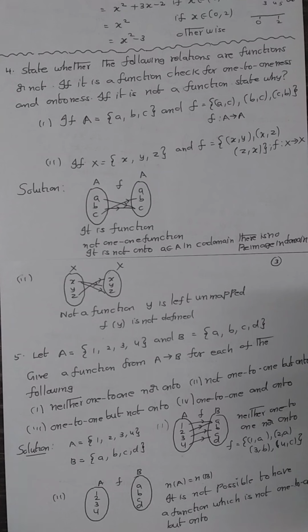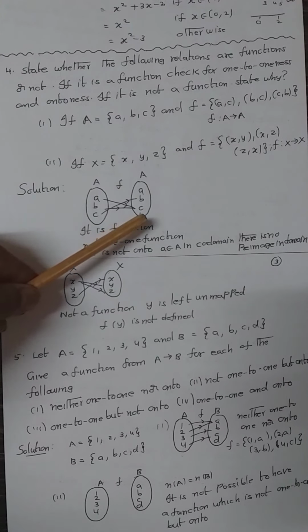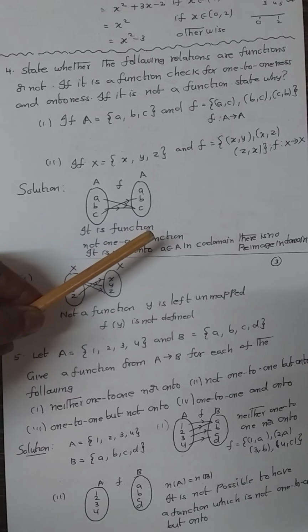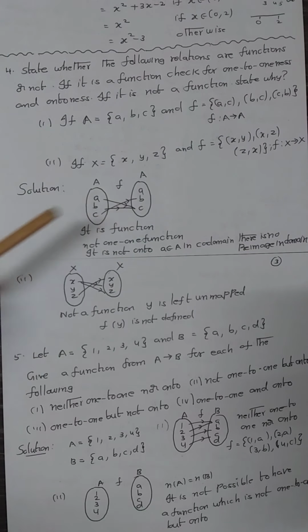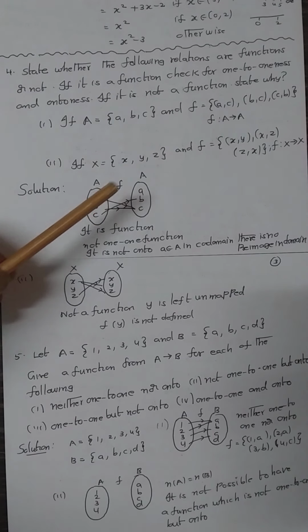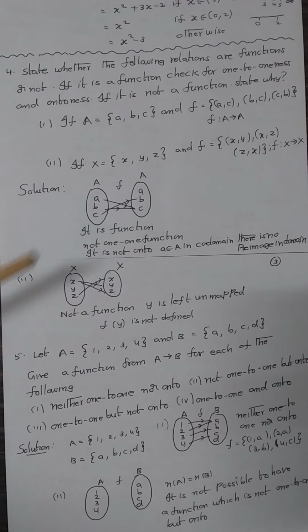Yes, it is a function, but it is not a one-to-one function. See here, why is it not a one-to-one function? Because a and b have the same image c, many-to-one function. Many elements in the domain are mapped with only one element in the codomain. That's why it is a many-to-one function. It is not a one-to-one function. First, we have to tell it is a function. So, yes, it is a function. Just check one-to-one and onto-ness. Yes, it is not a one-to-one function. Suppose a, b, c are mapped differently, like a to c, b to a, c to b, like that is a one-to-one function.